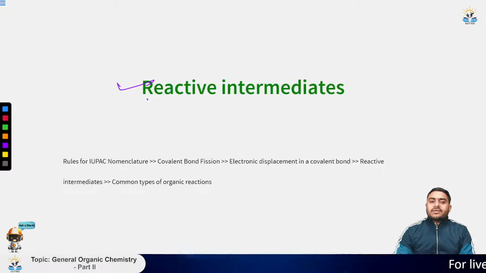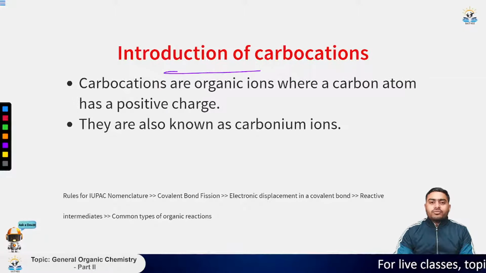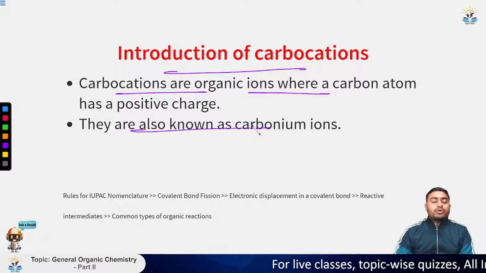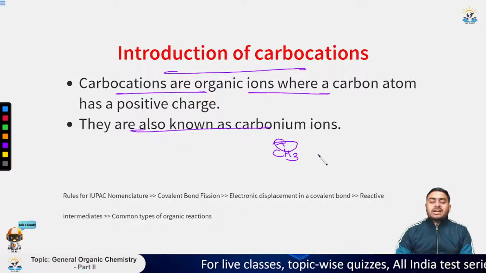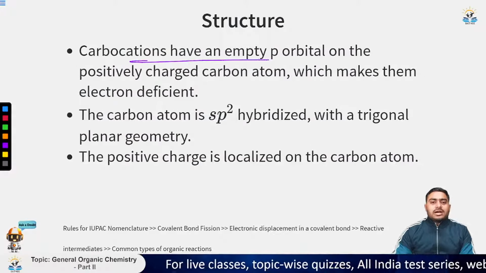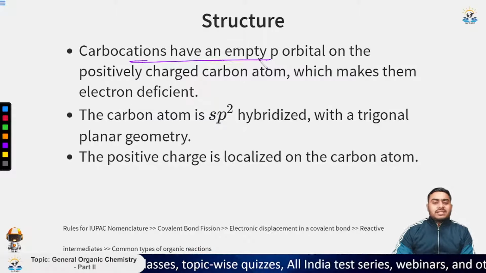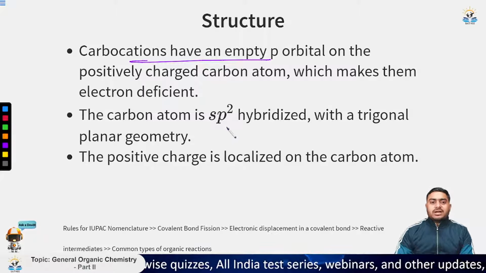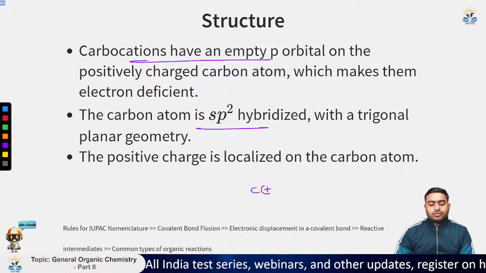Next is reactive intermediates. What about reactive intermediates? You can see the introduction of carbocations. Carbocations are organic ions where a carbon atom has a positive charge, and they are also known as carbonium ions. Like I have drawn CH3 positive, this is the methyl carbocation. Structure: carbocations have an empty p orbital on the positively charged carbon atom. I have drawn the p orbital, which makes them electron deficient. The carbon atom is sp2 hybridized with a trigonal planar geometry, like this: C positive.